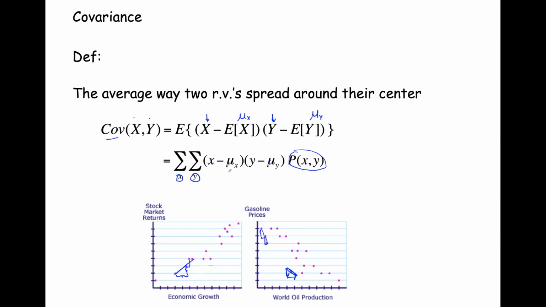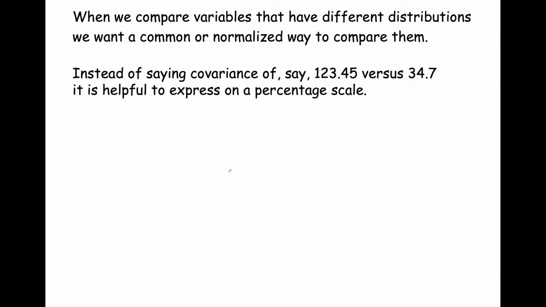Now, certainly there's a linear algebra method for doing covariance. You get a covariance matrix, but at this juncture for this course, we're only going to talk about two variables. All right. So when we compare variables that have two different distributions, we need a normalized way to compare them. Instead of saying the covariance of one joint distribution is, say, 123 and 34.7 is the covariance of another, it's often useful when you're comparing the coupling between two random variables to express them on something that looks like a percentage scale.